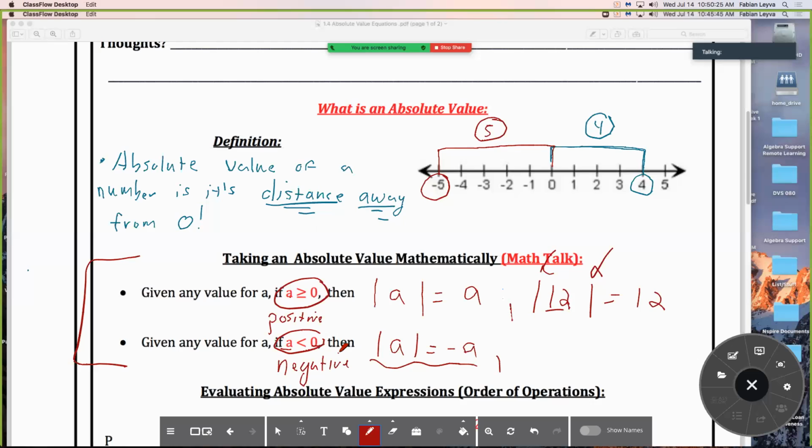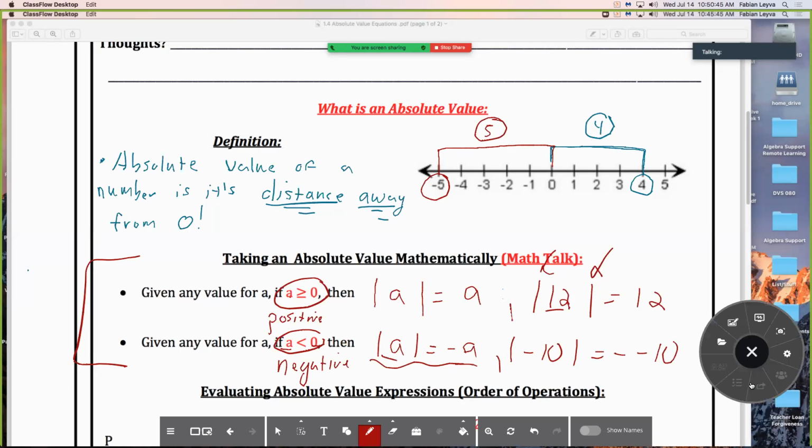I don't know. Let's just do negative 10. Let's say I want to know the distance away from 0 that negative 10 is. Well, I'm going to find the absolute value because that's the operation that's going to allow me to do that. Now, notice I'm taking the absolute value of negative 10. If you're taking the absolute value of a negative, you just take the opposite. So the opposite of negative 10 is just a positive 10.